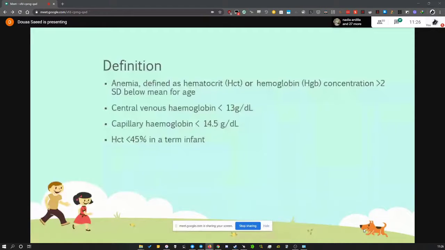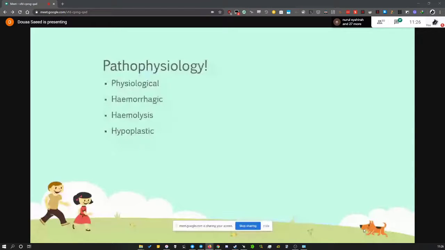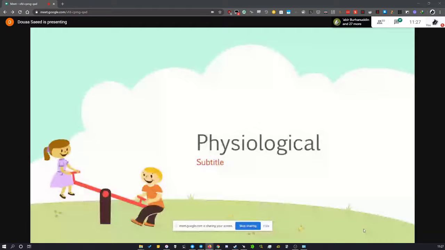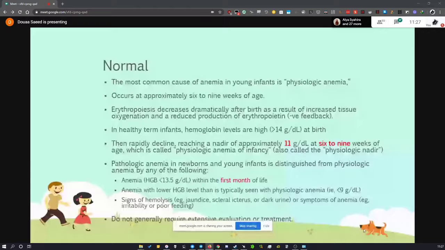Okay, carry on. So the pathophysiology, we will be talking about four types: physiological anemia, hemorrhagic anemia, hemolytic anemia, and hypoplastic anemia. Starting with physiological, this is normal. It is the most common cause of anemia in young infants. It usually occurs about 6 to 9 weeks of age, which is what we showed in the graph in the table earlier. This is usually caused because there is a decrease in erythropoiesis after birth.